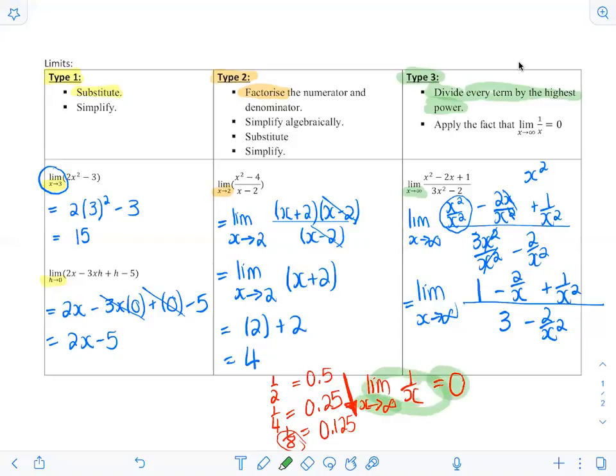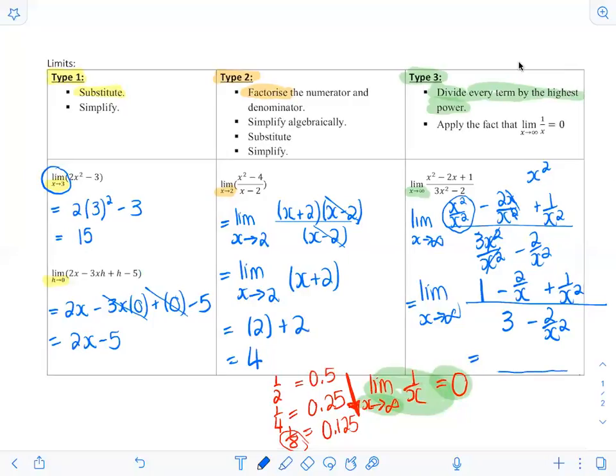So I'm going to use this fact to simplify what I have here. So if I now substitute x is infinity, the 1 will remain a 1. This will approach 0. That will approach 0. The 3 will be 3. And if I have an x infinity in the denominator, it approaches 0. And I have a simplified answer of a third.